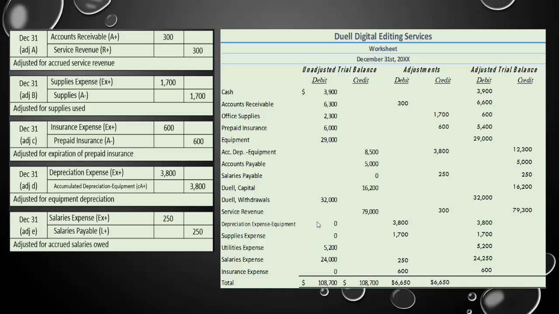We add together all our debits and we find out that it comes up to $113,050. We add together all our credits, and all our credits add up to that same $113,050. And since our debits equal our credits in every section, especially the adjusted trial balance section of this worksheet, we are ready to make our financial statements.